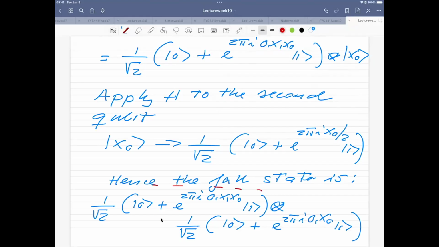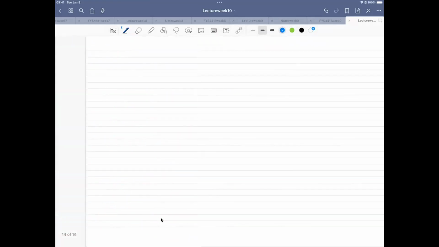So this one here is Hadamard plus R2 on first qubit. And this one is Hadamard on second. And so what the circuit has produced is the correct quantum Fourier transform, but with the qubits now in reversed order. So when you look at this expression, the qubits are in reversed order.